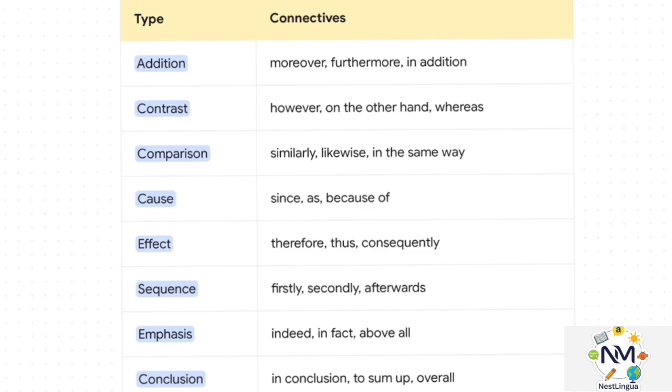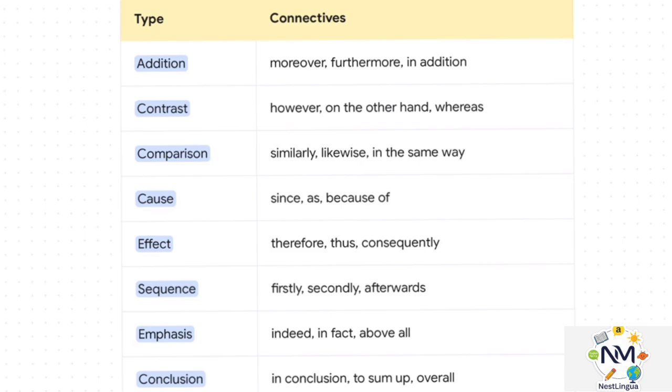First up, we've got addition words, like moreover, which you use to tack on more information. Then there's contrast words, like however, for showing an opposite idea. Comparison connectives, like similarly, are for pointing out how things are alike. For explaining why something happened, you've got cause words, like because of. And to show the result, you use effect words, like therefore.